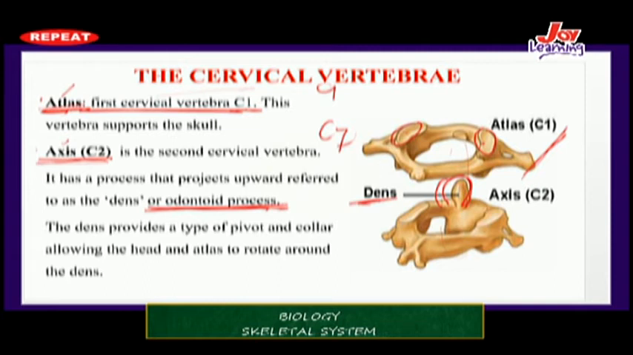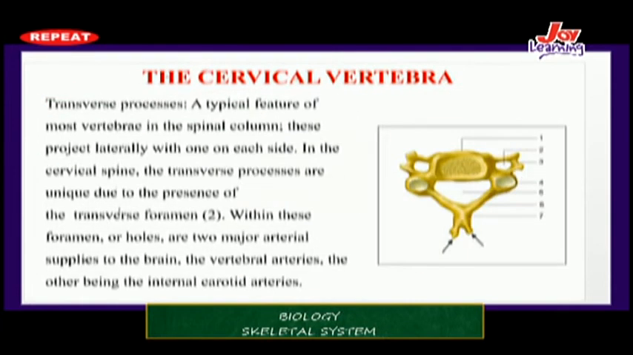So the odontoid would be put through this passage here for the skull to sit on it. That is how the axis and the atlas interact. Then when we come to look at C3 to C7, this is how it will look.